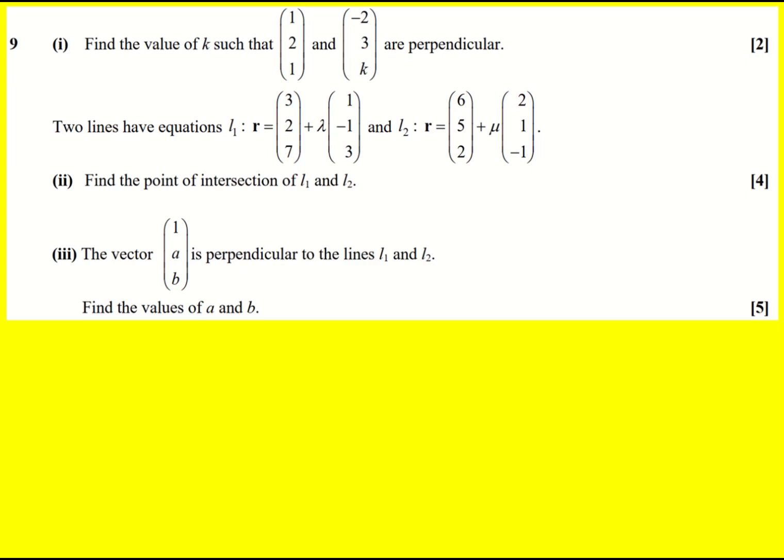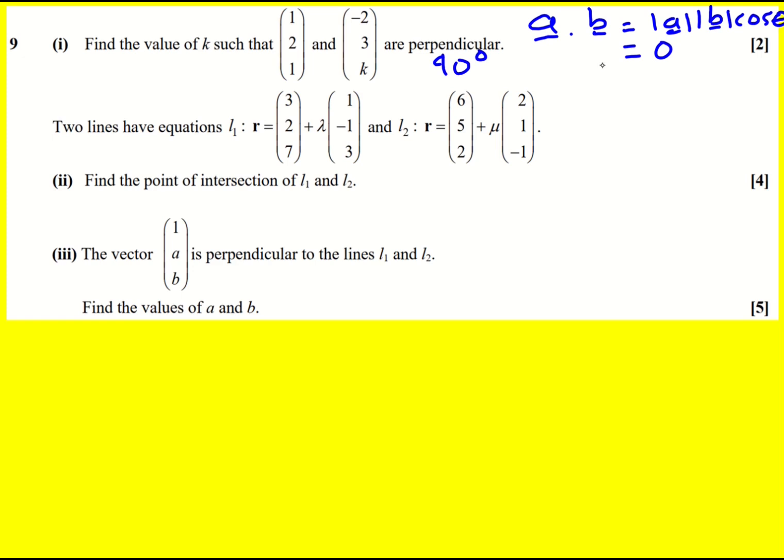Find the value of k such that these two vectors are perpendicular. For this, we can use the dot or scalar product. So a dotted with b is the magnitude of a times the magnitude of b times cos of the angle in between them. So if they're perpendicular, the angle in between them is going to be 90 degrees. Cos 90 is 0, so the dot product is 0.